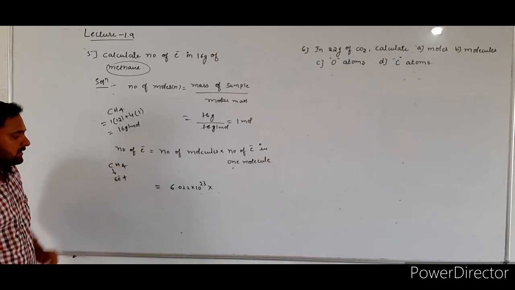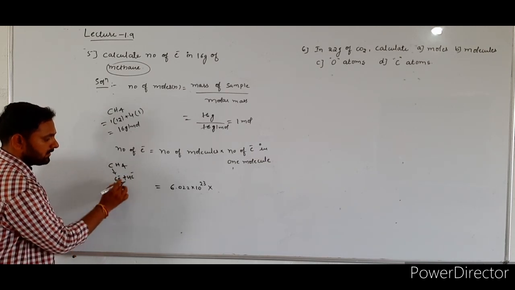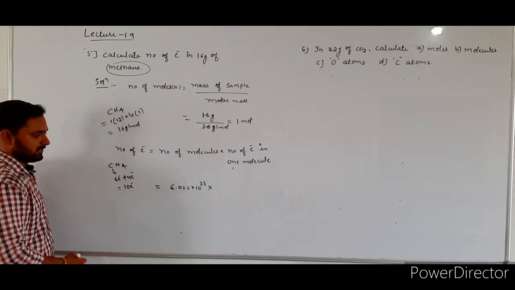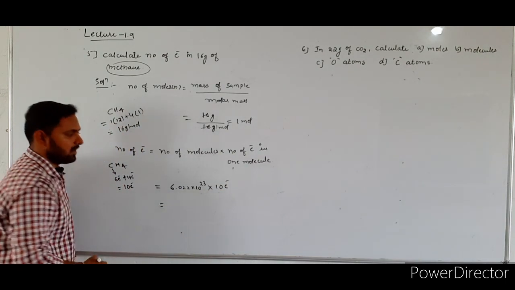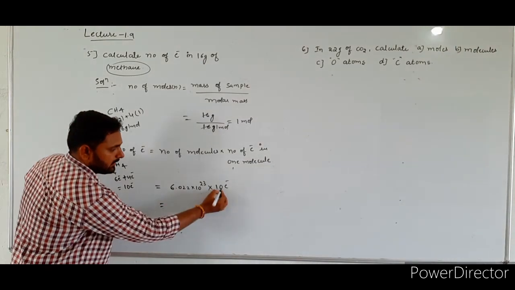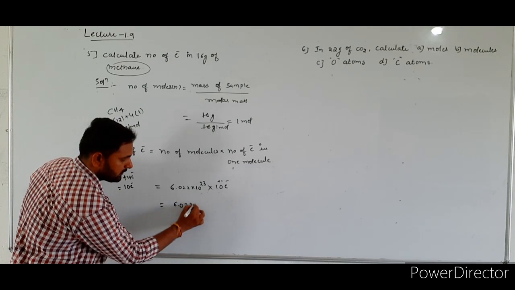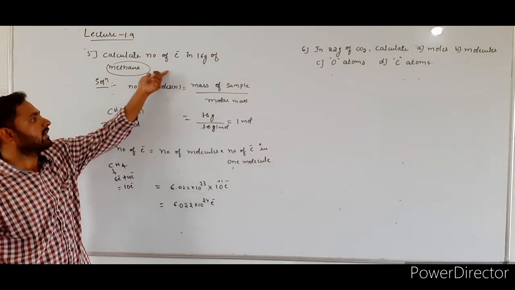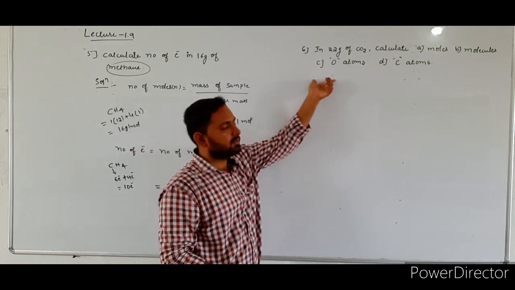How many hydrogens are there? 4. So how many electrons? 4 electrons. Total, how many electrons are present in a methane molecule? There are a total of 10 electrons. Now multiply with 10 electrons. You will get the total number of electrons. Just simplify this one. Here 10 means there is a plus 1, right? 6.022 into 10 power 24 electrons are present in 16 gram of methane.